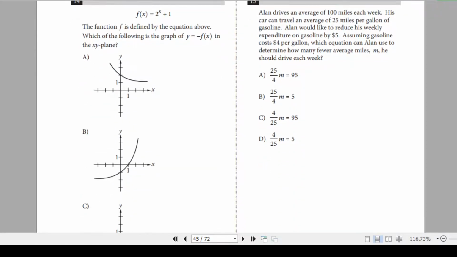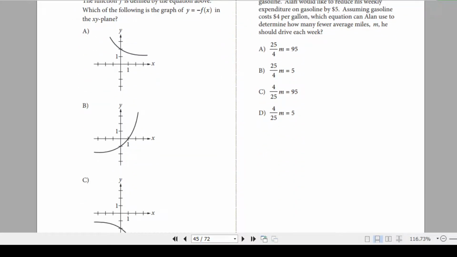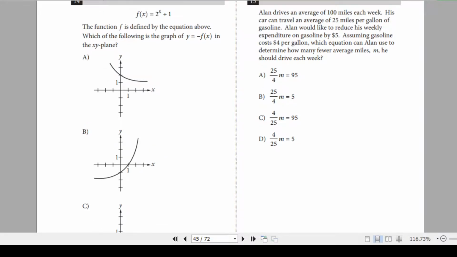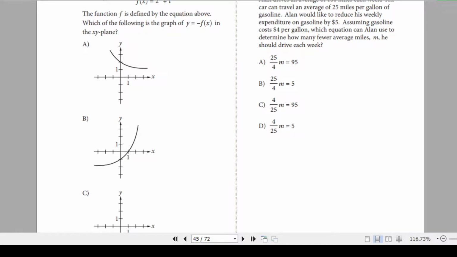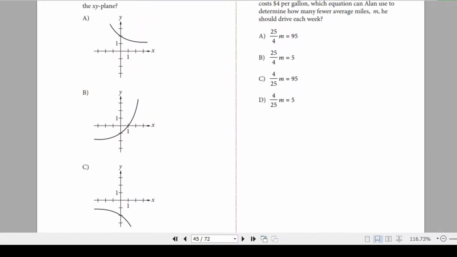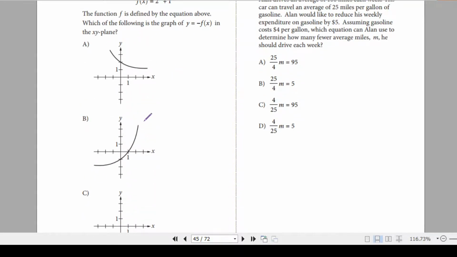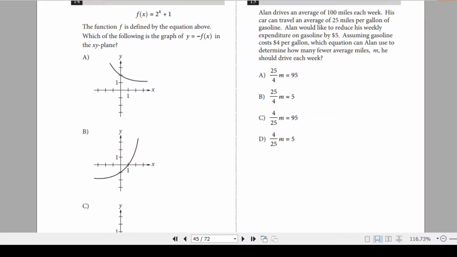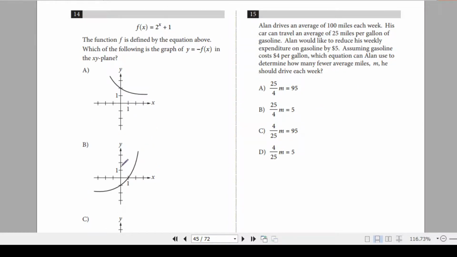Question number 14. The question says f of x is equal to 2 power x plus 1. See, this is an exponential function. We already studied it. Exponential functions are like this. This is downward, this is downward. This is the only function that is upward. So if he asks us about this function, this is our answer.